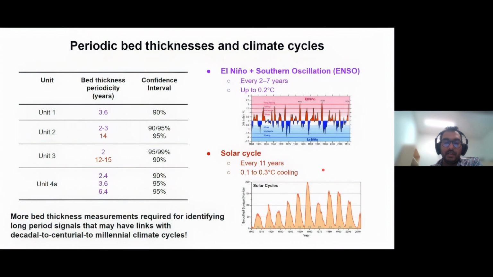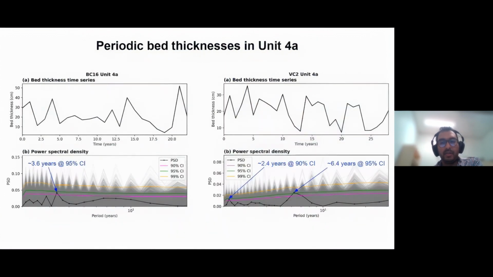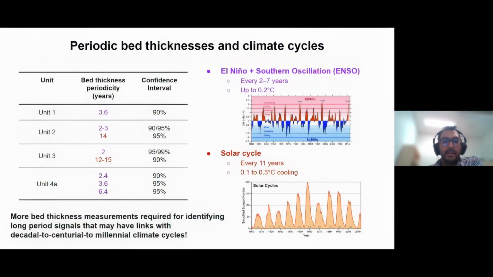And in Unit 4B, we could pick only one bed thickness, so it doesn't allow us to compute any power spectrum for that. So we had to give up on Unit 4B. So here is a summary of the periodic bed thicknesses and the climate cycles that may relate to the periodic bed thicknesses that you observe.